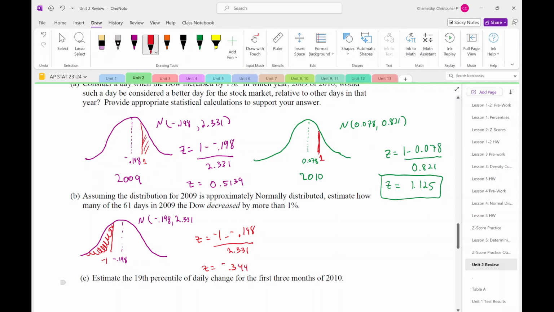-0.344. Okay. Well, how do I use that z-score to calculate how many days? Well, I can get a percent. Figure what that percentage is. Now we have a standard normal distribution.